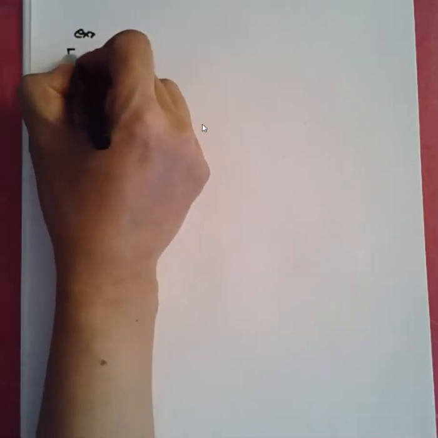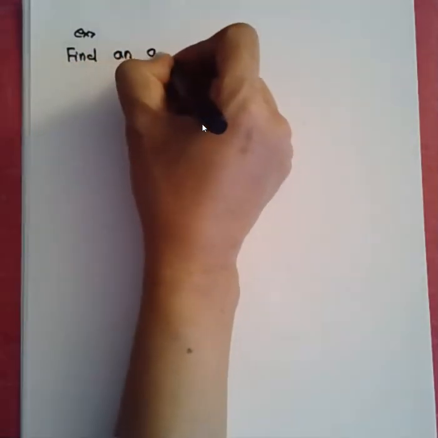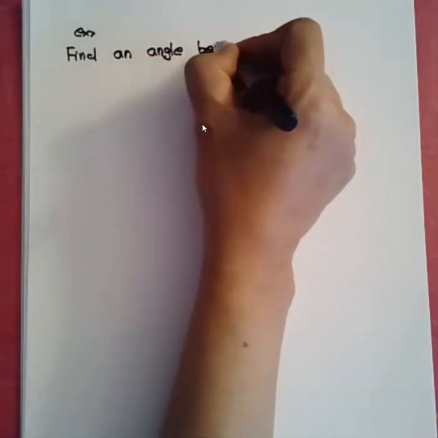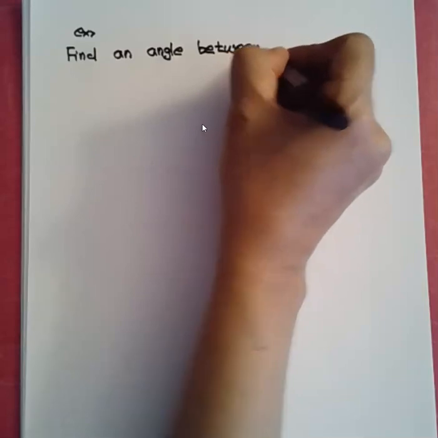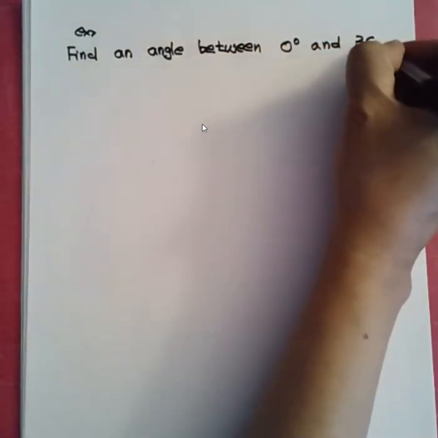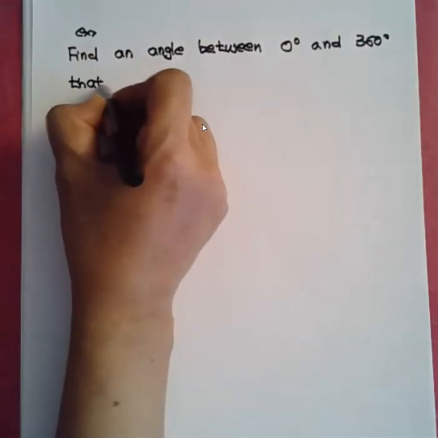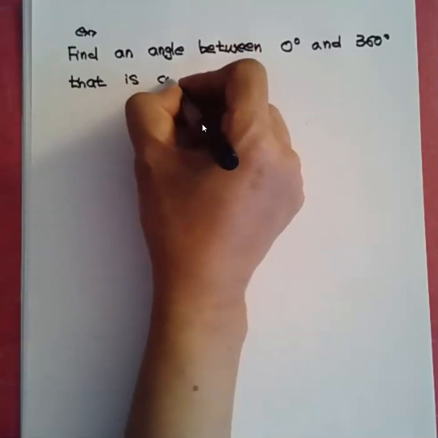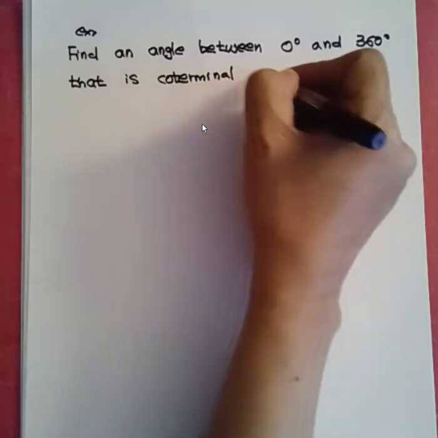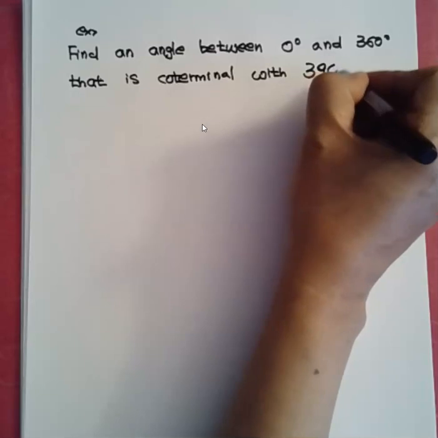Let's do an example. Find an angle between 0 degrees and 360 degrees that is coterminal with 390 degrees.